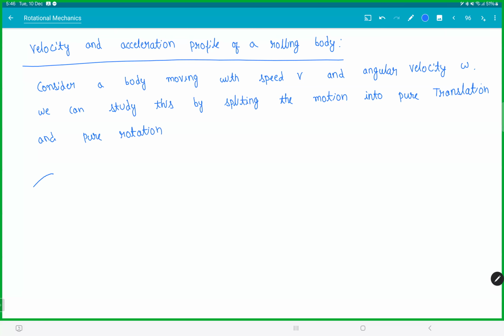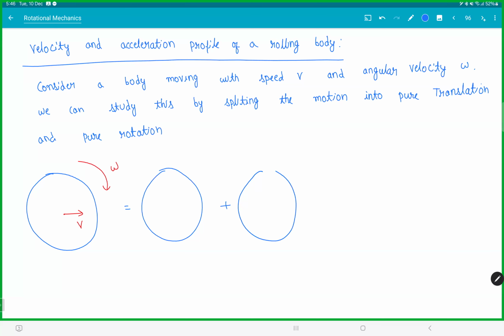So let's say we got a wheel or something. Let this go with velocity v, and let this also rotate with omega. So it's like your cycle's wheel which is rolling on the floor. What I'm saying is, we can split this into two parts. We have discussed this even in center of mass if you remember. In the first case, we'll assume everyone is going with v. In the second case, we'll assume everyone is rotating with omega about the center.